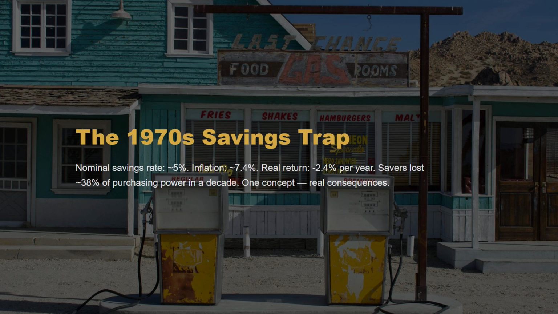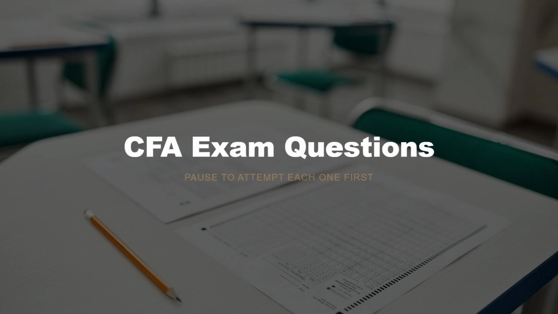Their purchasing power was shrinking. $100 in a savings account in 1970 was worth $62 in real terms by 1980. Savers who understood the difference between nominal and real rates moved their money to inflation-protected assets. Those who did not lost almost 40% of their wealth in a decade. One concept: real consequences.